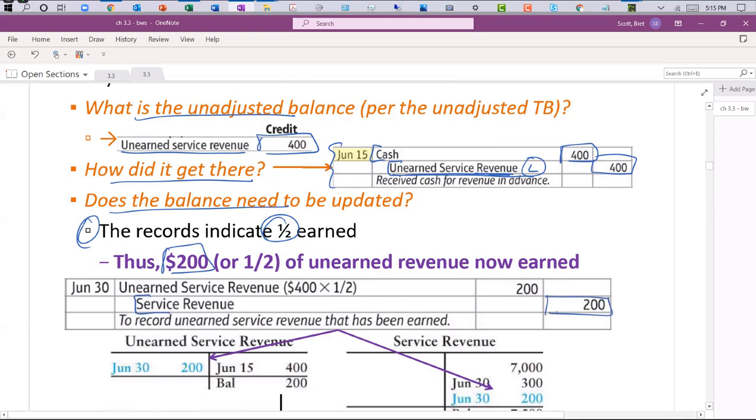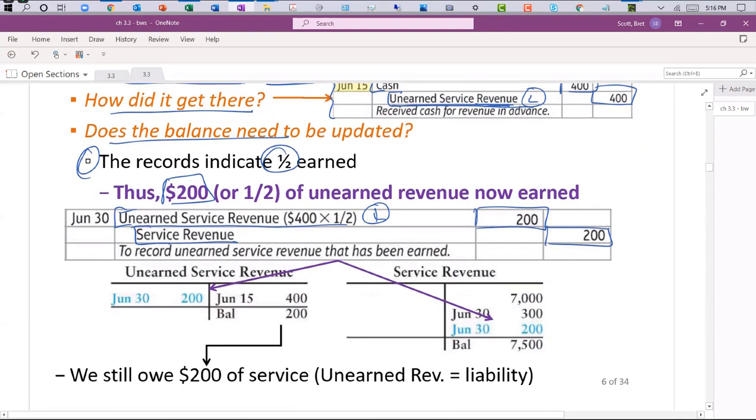When we do that, we would credit service revenue. We're always crediting revenue accounts, debiting expense accounts. And as a result, we're going to reduce the liability account with a debit. Debits make me happy because I pay off debt. Debits make me happy because I get assets. So I like debits a lot. So I'm going to reduce that liability account by 200, recognize revenue.